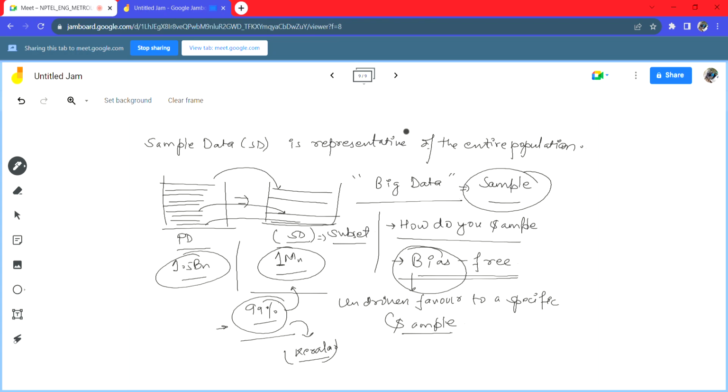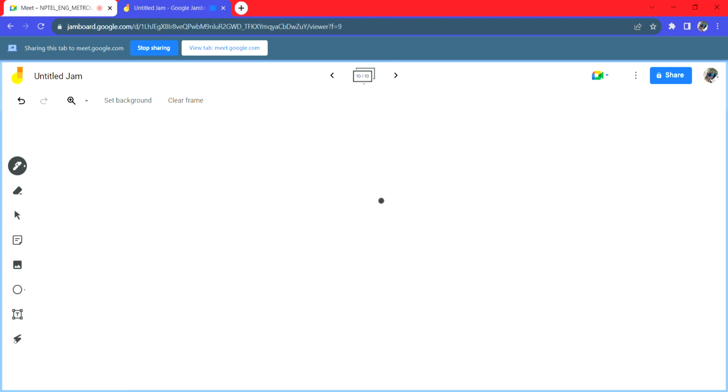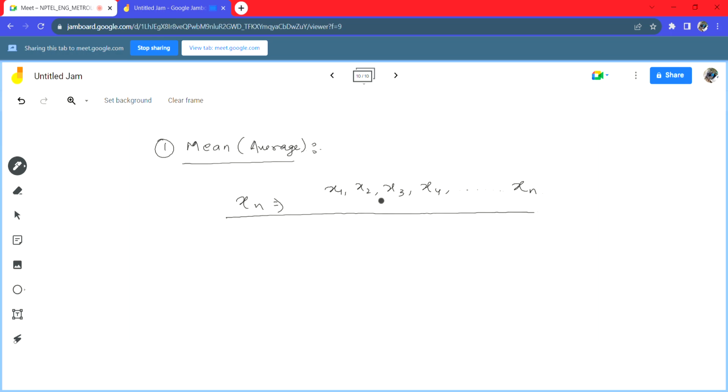Fine. So let us now move on, once we have understood the factors of mean, population and the samples. Now let us move on to study some of the data samples, and the first thing that we should always know is the mean, or what is called average in common terms. So if I have a distribution such that xn is equal to x1, x2, x3, x4, and so on and so forth up to xn, this is my data sample.